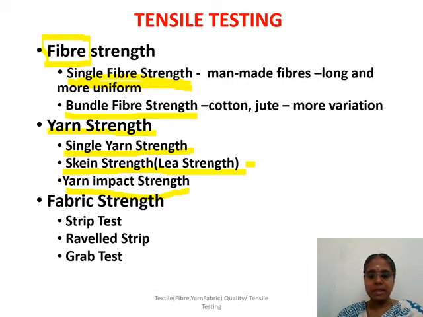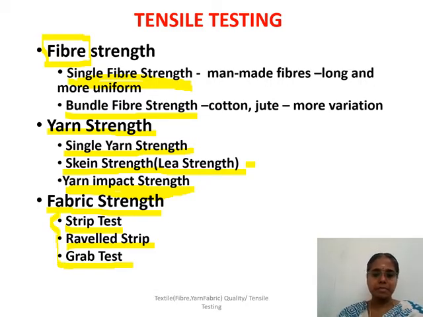Next is yarn impact strength, where you find the work of rupture directly. We'll see the definitions for the terms in the forthcoming slides. Then in fabric strength, strip test, ravel strip test, and grab test are common tests that are done for a fabric. These three variations are based on the size of the sample that is kept for testing.